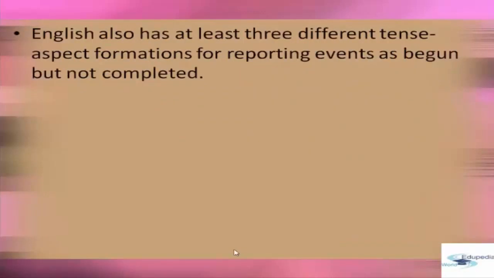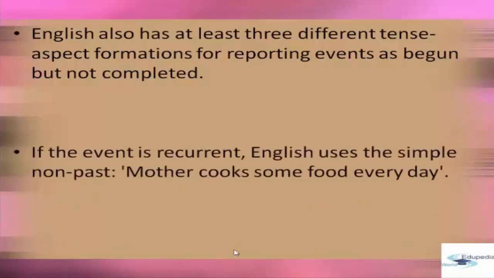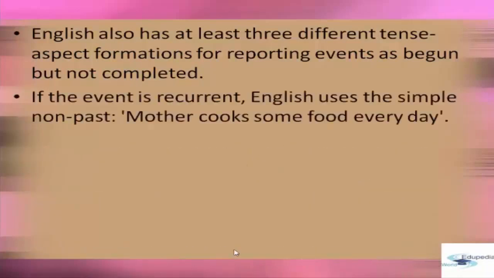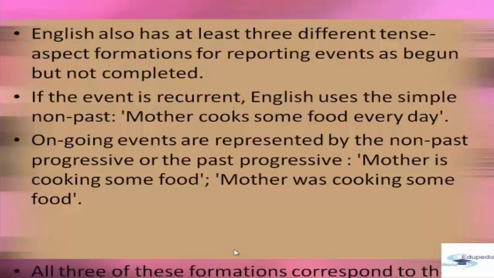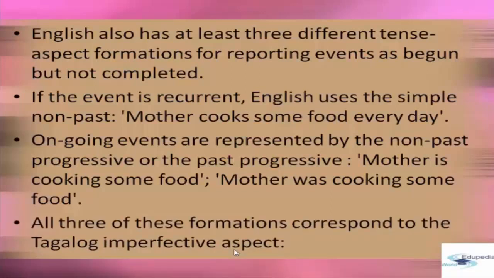English also has at least three different tense-aspect formations for reporting events as begun but not completed. If the event is recurrent, English uses the simple non-past: mother cooks some food every day. Ongoing events are represented by the non-past progressive or the past progressive, which is mother is cooking some food or mother was cooking some food. All three of these formations correspond to the Tagalog imperfective aspect.